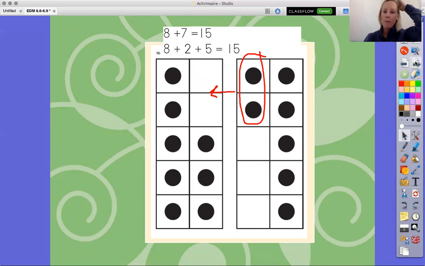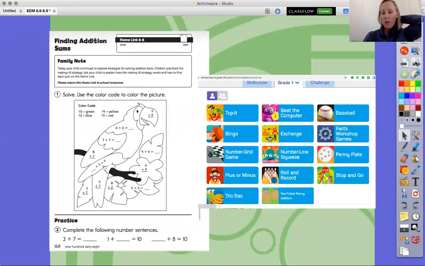This is where all of that work you've been doing to memorize your math facts really comes in handy, okay? So today, you're actually going to be doing a page that's from your HomeLink journal, because it's just straight up practice with recognizing some of our tens, okay? So it says finding addition sums. And today, you're going to look for that making 10 strategy, and you're going to be color coding. Anything that comes out to a sum of 10 will be green. Anything that is a sum of 12 will be blue, a sum of 14 is yellow, and a sum of 15 is red, okay? And then down here, you're just going to complete 3 number sentences.